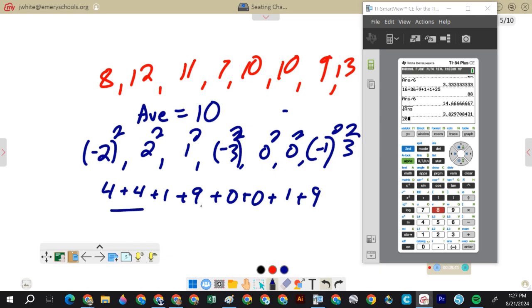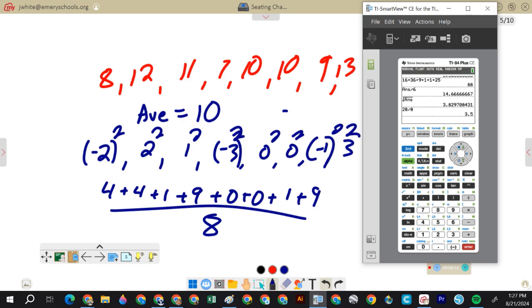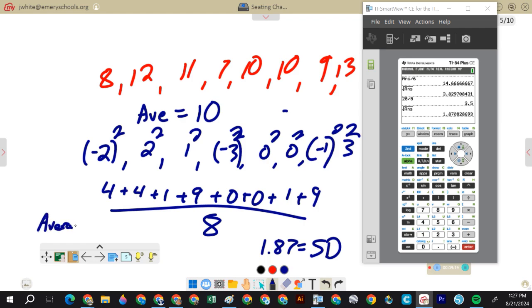Take the average. 28 divided by 8 is 3.5. And then I square root 3.5. And I get 1.87. This is called the standard deviation. And the standard deviation roughly translates into average distance from the average.